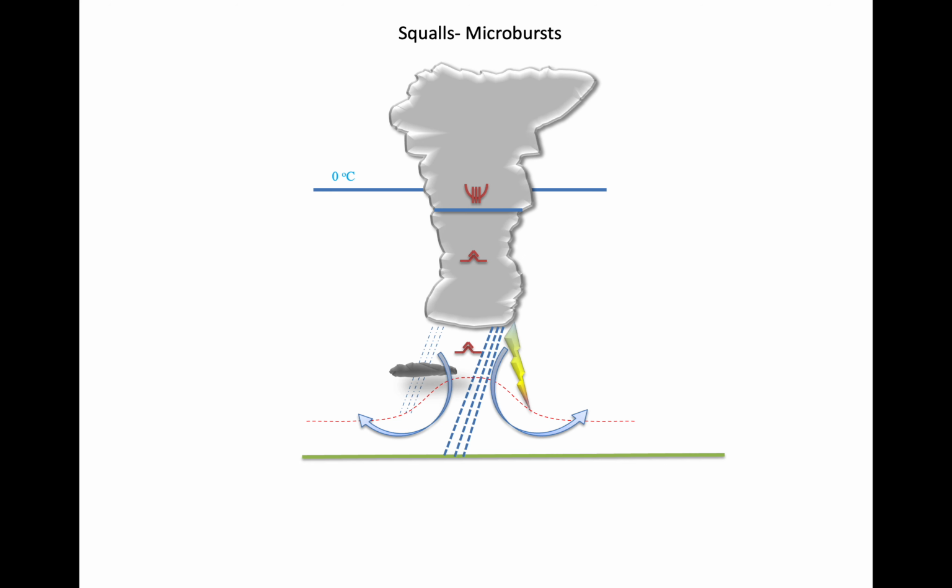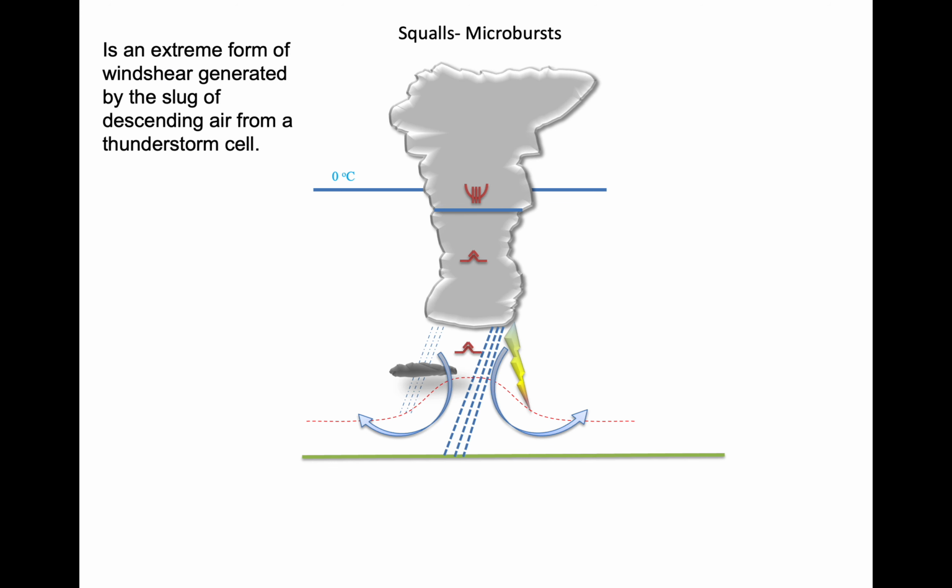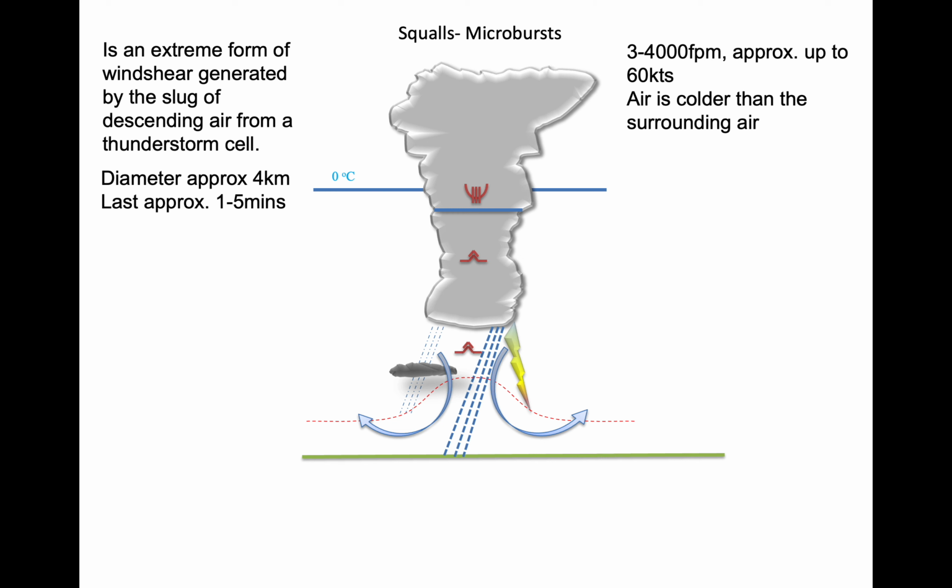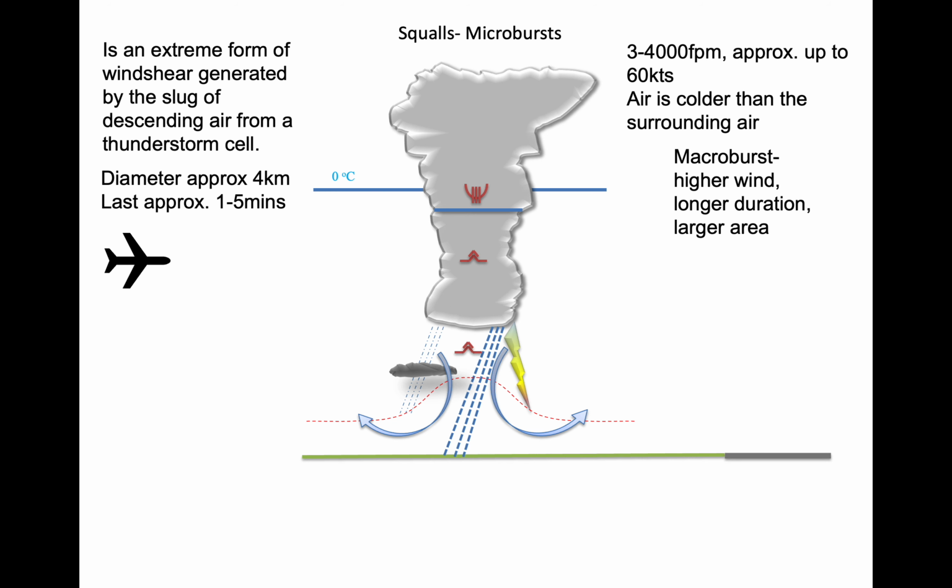We talked about squalls and microbursts, and that's actually probably one of the bigger risks, especially if you're in a helicopter. A squall or a microburst is an extreme form of wind shear generated by that slug of descending air from the thunderstorm cell. Diameter about 4K, lasts about 1 to 5 minutes. 3 to 4,000 feet per minute, up to about 60 knots. The air is colder than the surrounding air, which is why it's that slug of descending cold air. You can also get a macroburst, which is higher wind, longer duration, and larger area.